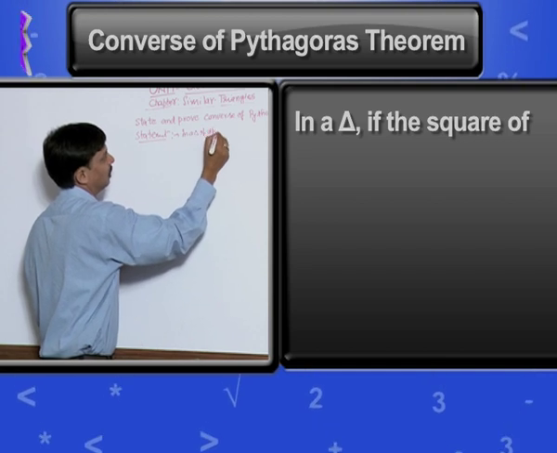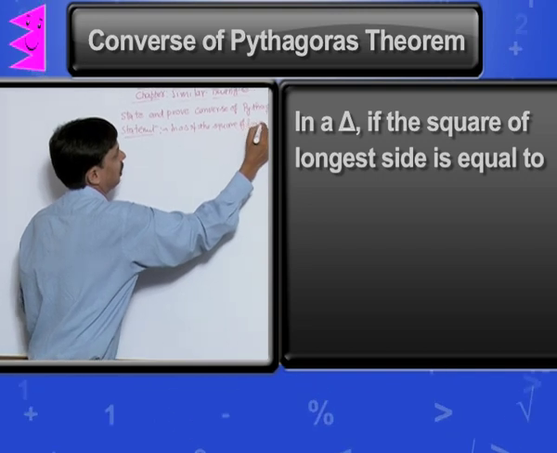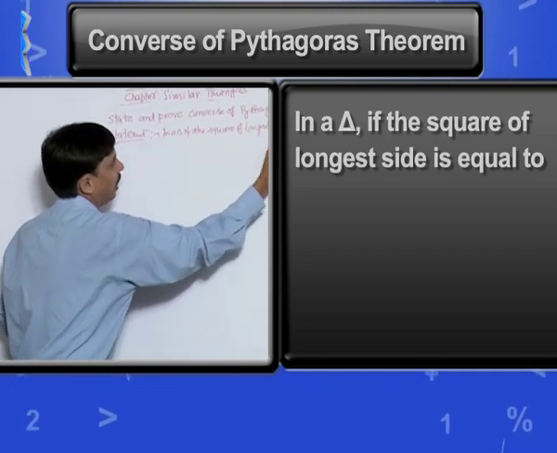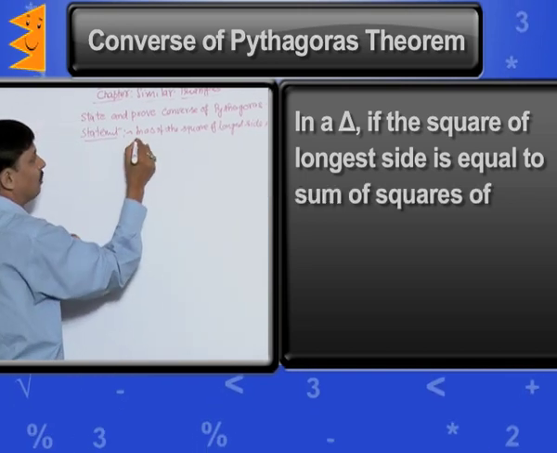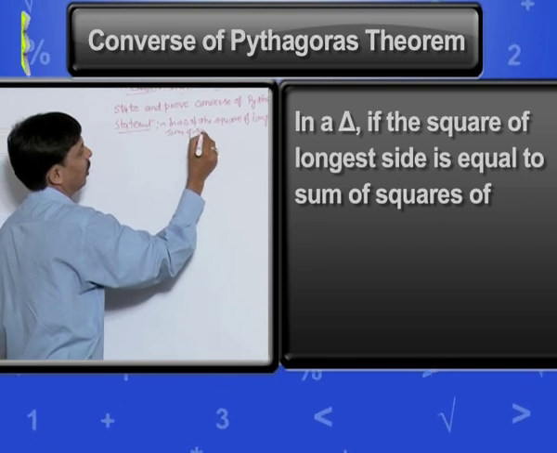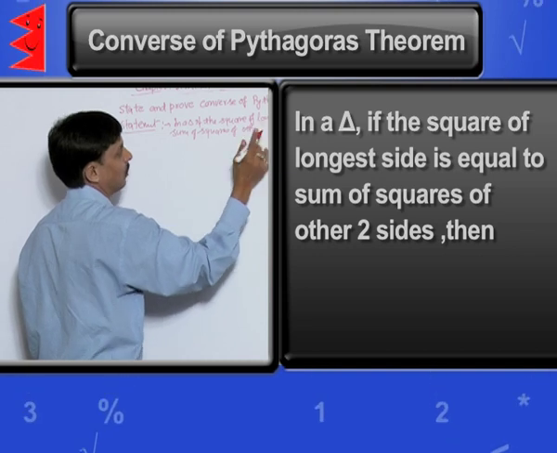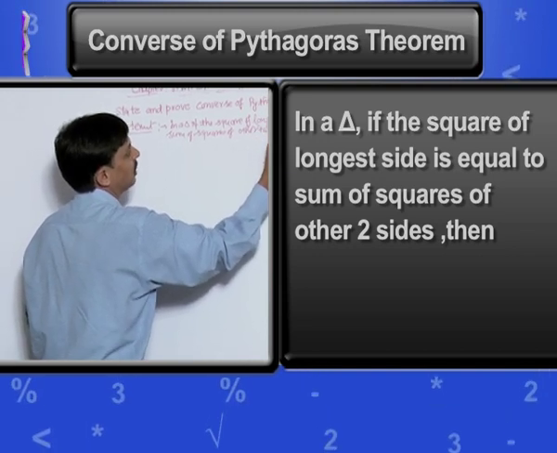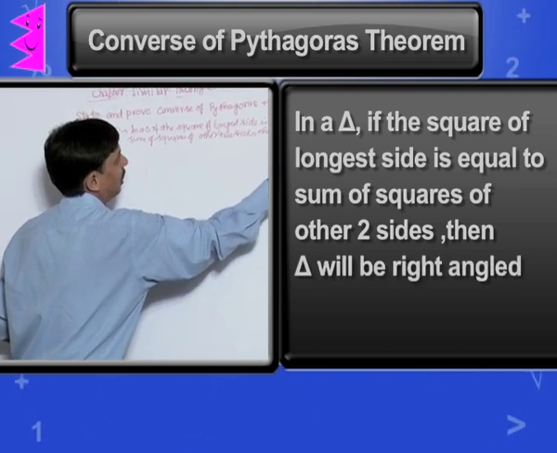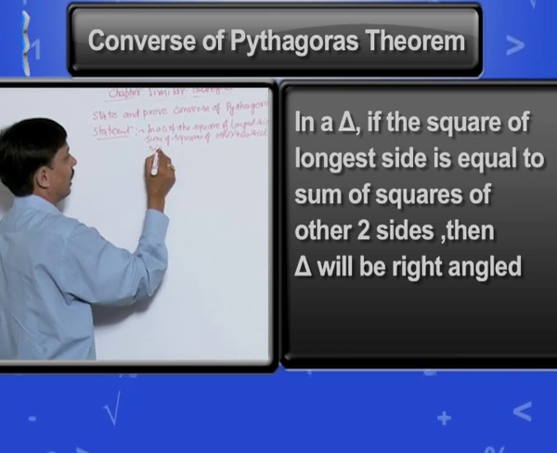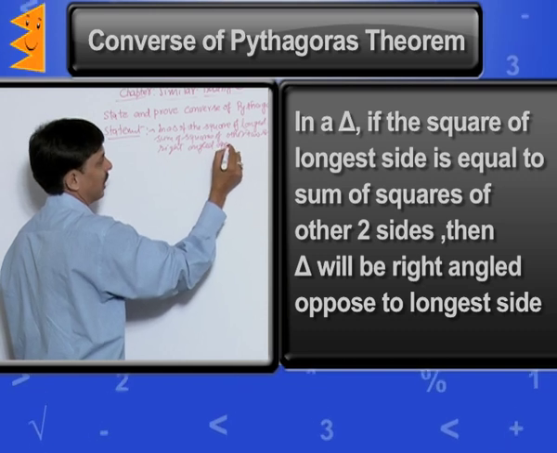if the square of the longest side is equal to the sum of squares of the other two sides, then the triangle will be right angled opposite to the longest side.